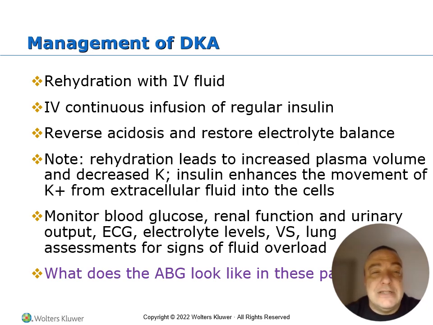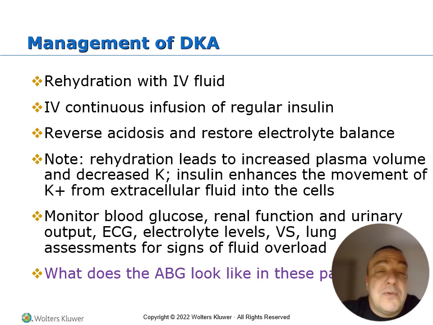So our management. These people are going to be dehydrated, and we're going to be rehydrating them with IV fluid. So this is going to be the first thing that happens when these people come into the ED with DKA. They're going to get an IV started, some blood drawn, a urine sample, and they're going to start a normal saline IV drip at maybe like 100 to 150 because they're trying to dilute some of that sugar to help bring it down. Okay.